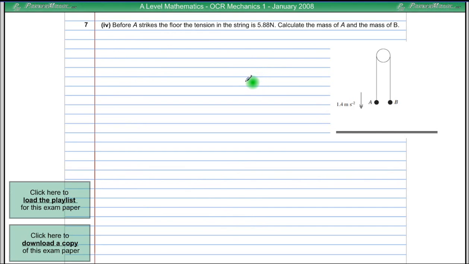Question 7, part 4. Before A strikes the floor, the tension in the string is 5.88 newtons. Calculate the mass of A and the mass of B. Well, whenever we have a pulley, the tension in the string either side of the pulley is equal. So we could draw a tension force on either side of the pulley, which we can call T. If the string is taut, the acceleration of particle A down will be the same as the acceleration of particle B in the upwards direction.